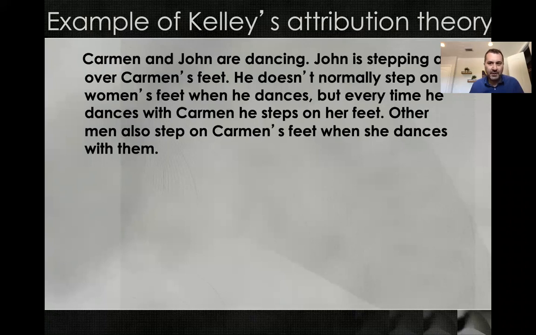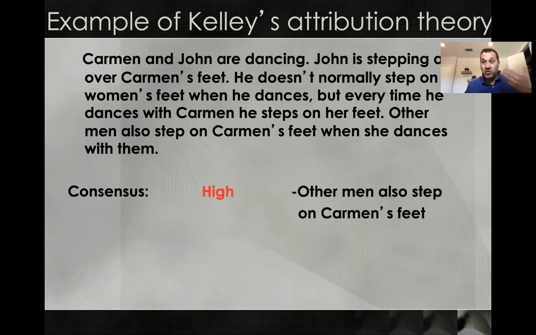So Kelly's attribution theory is simply saying that when you came to that conclusion, which we tend to do automatically, you came to that conclusion by including the three pieces of information that we've just discussed. So let's walk through those three pieces of information. First off, you effectively asked yourself a consensus question, which was, do other men also step on other people's feet? Do other people engage in the same behavior? And as we know from this little scenario, other men do step on Carmen's feet. So you've answered that question: yes, other men step on Carmen's feet. And when you answer yes to the consensus question, then that means that the behavior is high consensus.